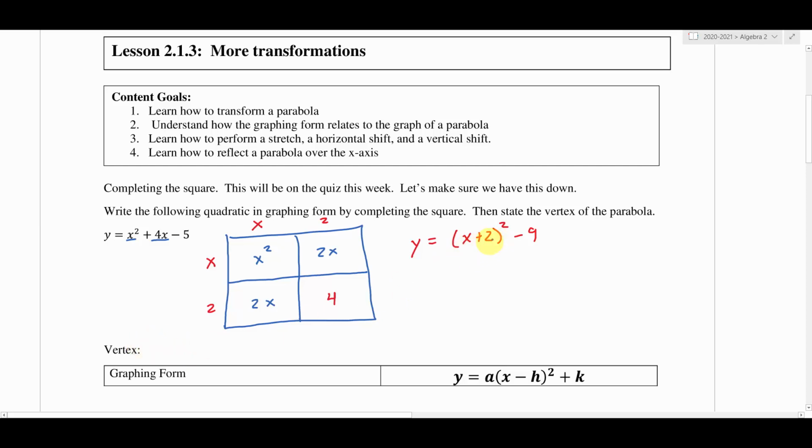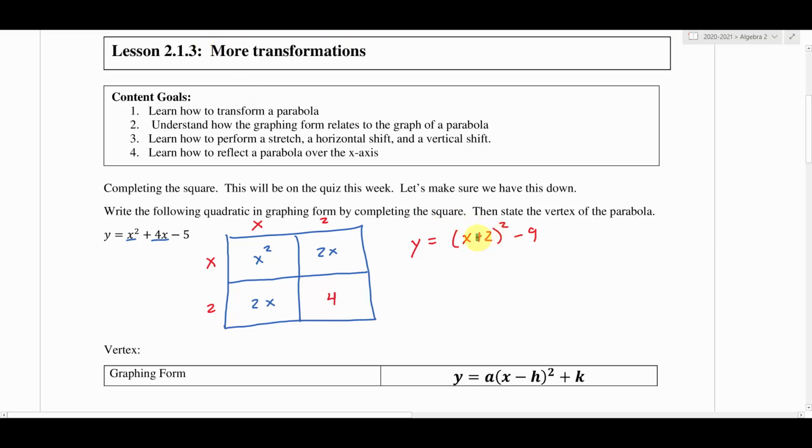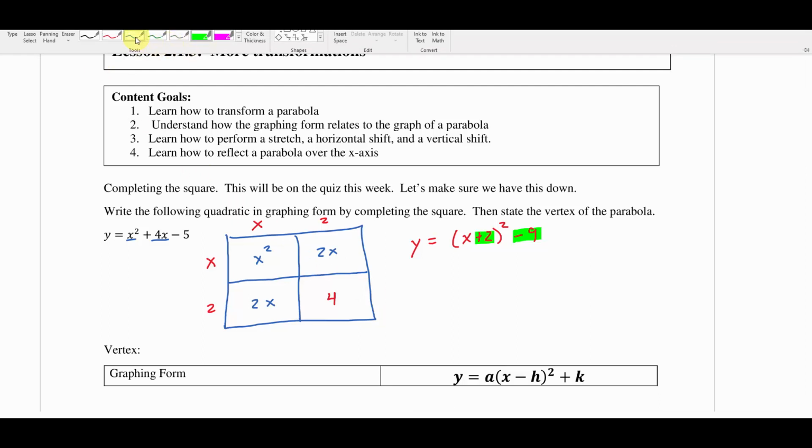So once we're in this graphing form, we should be able to see our vertex by looking at 2 numbers. This one and this one, right? This is our h value, which controls our horizontal left and right movements, right? And the negative 9, which controls our up and down.